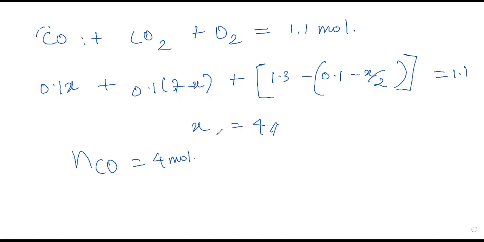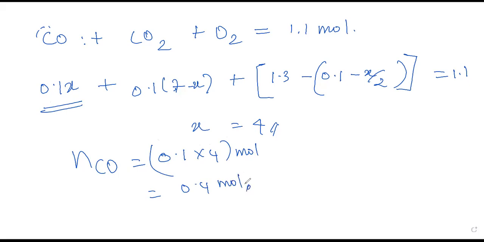So that is what x is for the carbon monoxide. What is the equation for the carbon monoxide? 0.1 into 4, so that means it's 0.4 mole. So your question is the number of moles of carbon monoxide formed.